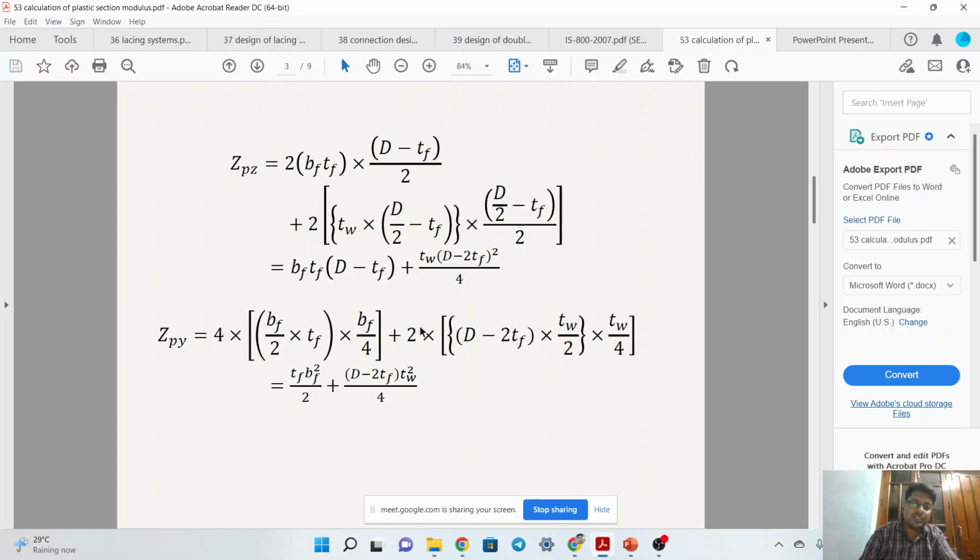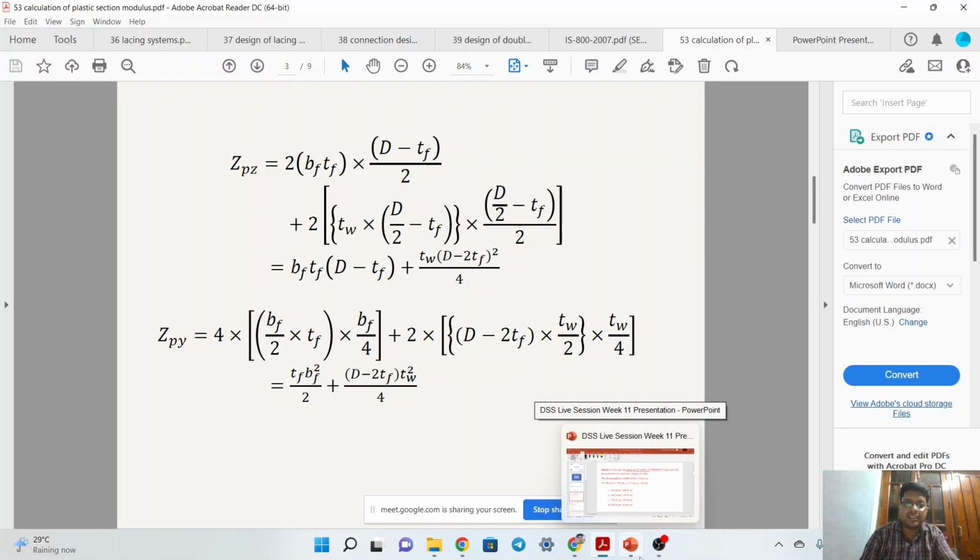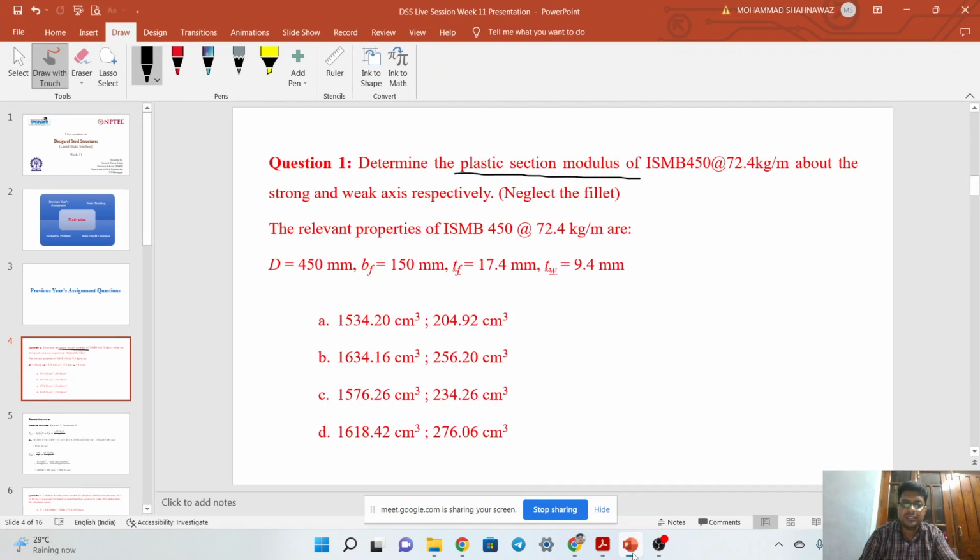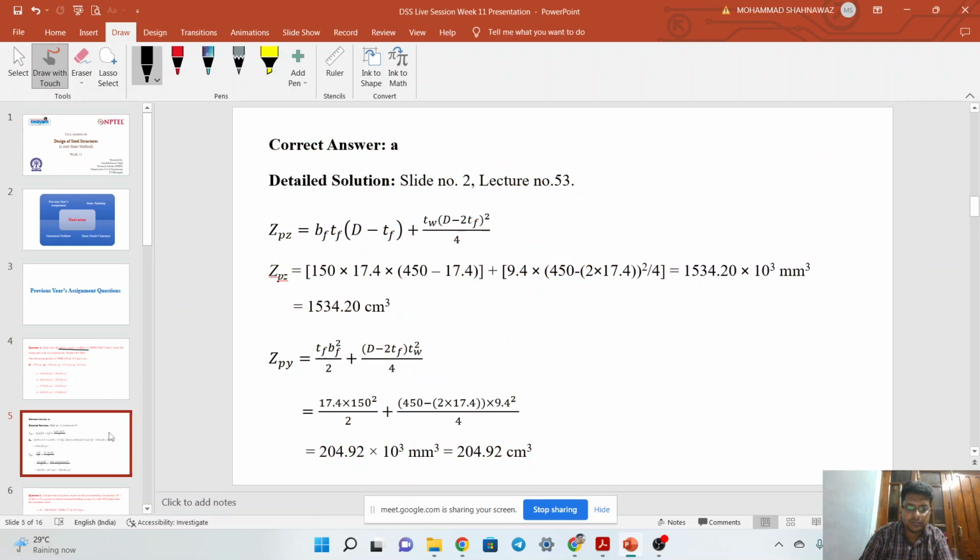So I guess Shivam has calculated that value. Have you calculated the value, Shivam? Yes, sir. So what is the value? It is 1534.204, and the other is 204.99922. Okay, so answer A is correct.